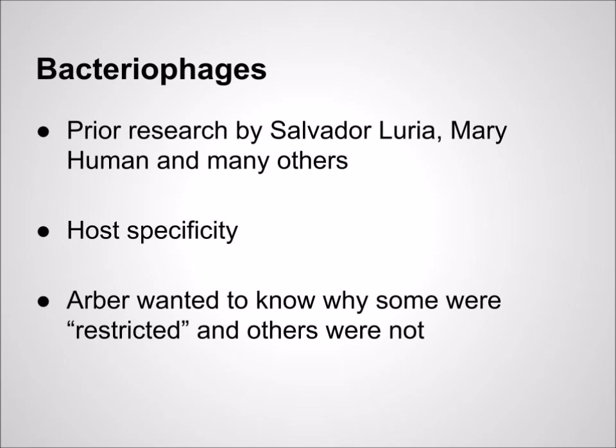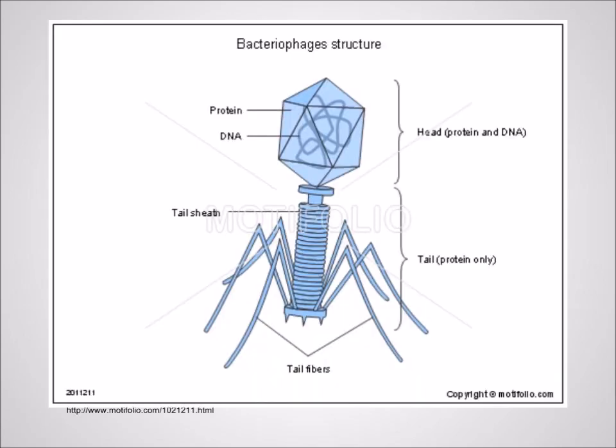Now, Arber was curious about the host specificity and wanted to know why some were restricted or immune and others were not. This is a simple diagram showing the bacteriophage structure, and it's pretty much self-explanatory, with the head that contains the DNA, and then the sheath along with the protein and the tail fibers that feel around the bacteria to find the exact site where it would like to bind before it injects its DNA. And then the spikes on the bottom hold it in place.